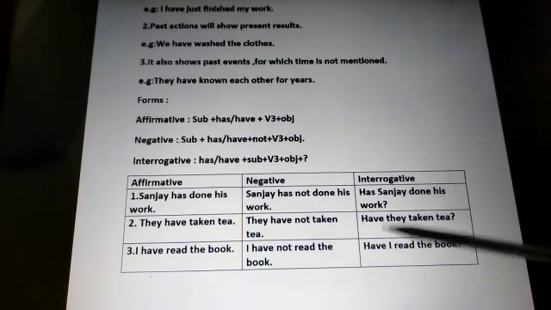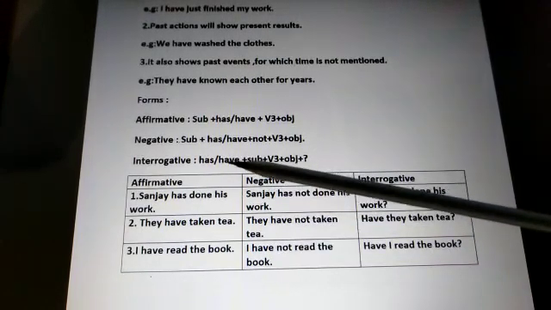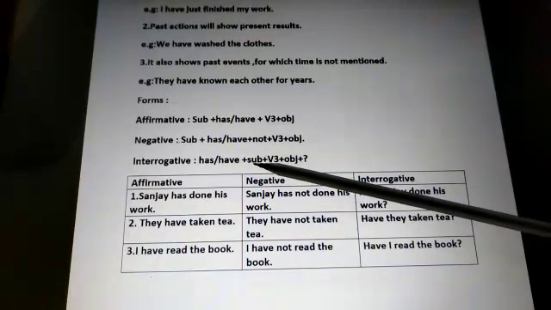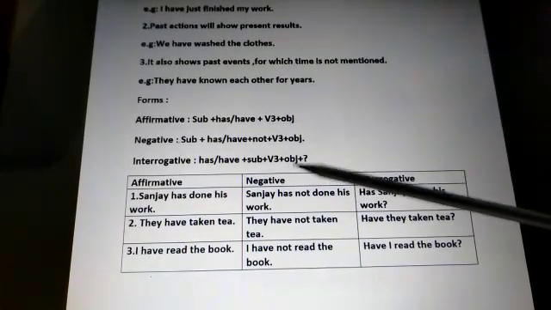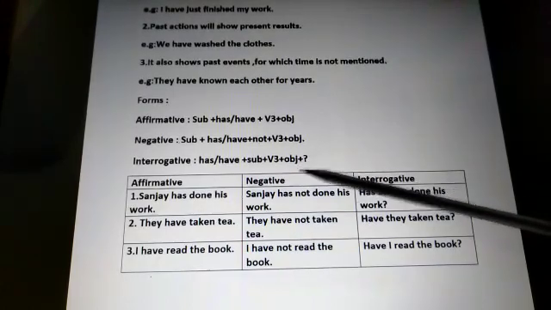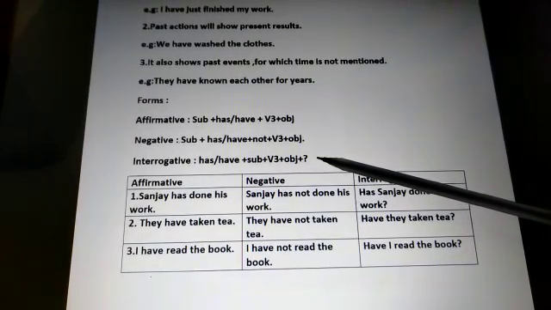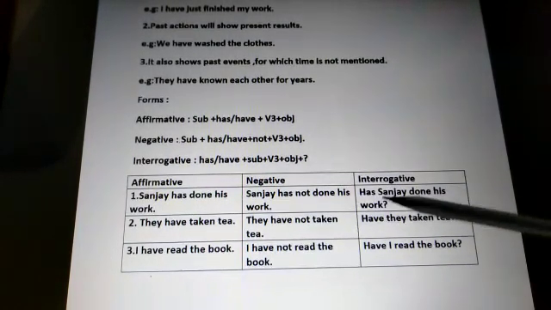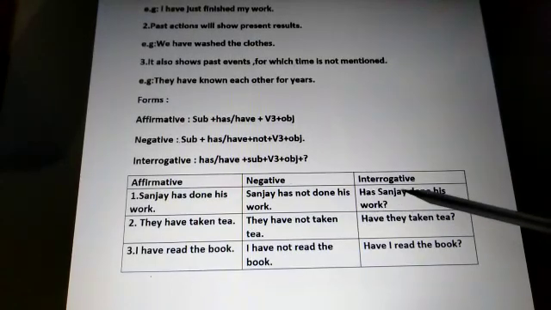Then let's go to the interrogative sentences. Now again we put the helping verbs in the first place, then the subject, then the third form of the verb, object, and then the question mark. Everywhere in the interrogative sentences you have to put a question mark at the end of the sentence. See the example. Has Sanjay done his work?